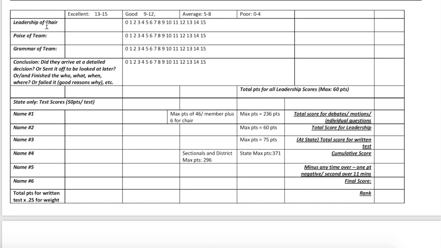So leadership of chair, you can find a definition in the rules, but leadership of chair is ability or states motions correctly, follows rules of debate, keeps members informed, put motions to a vote, announces results of the vote, uses the gavel, and maintains awareness of business on the floor. And then poise of team is stage presence, poise, self-confidence, politeness, and voice. Grammar of team, just how well they use grammar and speak.